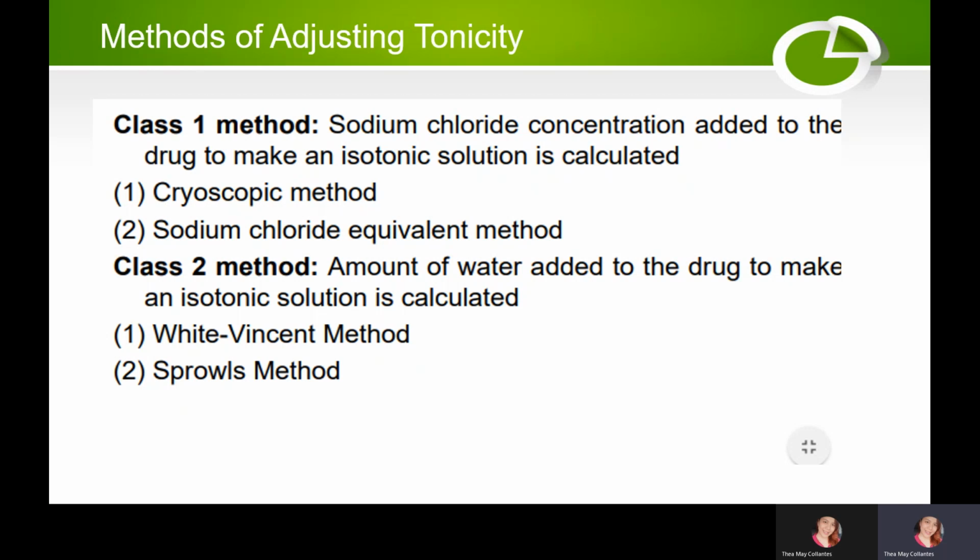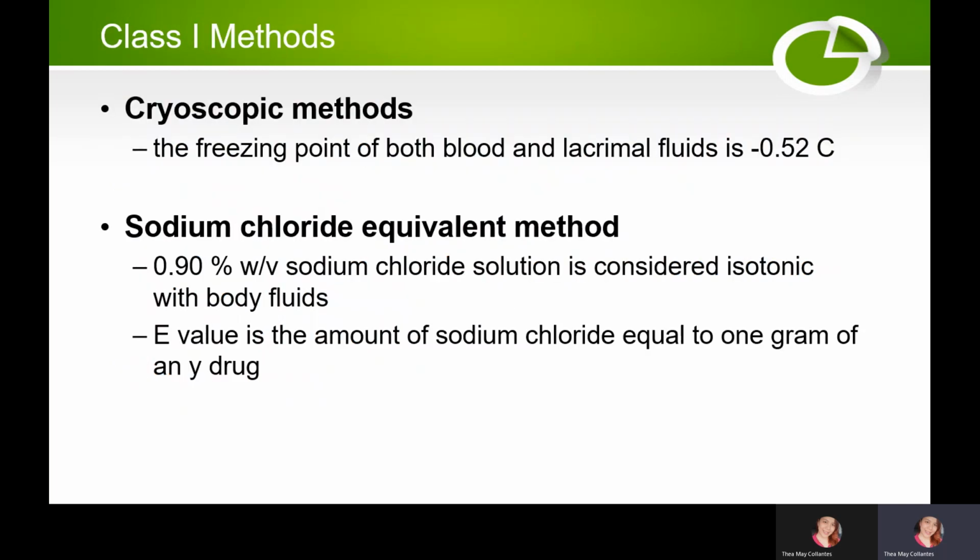Next, we have the class 2 method, wherein you add more water, or you add a certain drug to water. So you will first make a solution that is compatible to become isotonic. So how much water should I add to this amount of drug for it to become isotonic? And if I want to make 100 ml of that drug, how much isotonic solution should I add to dilute it? Okay, so let's have the problems so you can understand.